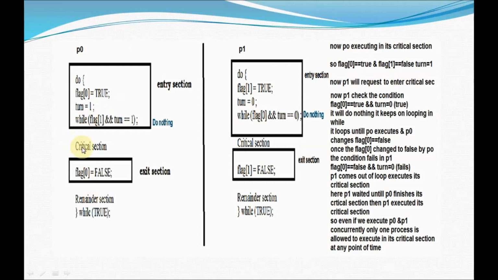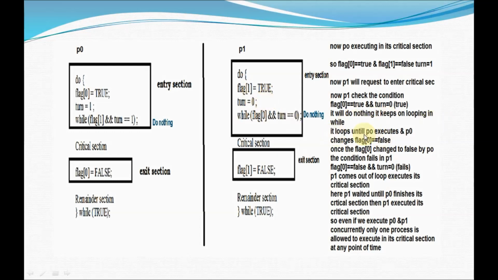P0 is executing in its critical section. Now we will check: P1 will request to enter its critical section. P0 is executing its critical section, but P1 is requesting again to enter. So what P1 will do is check the condition. Flag 0 is true, and turn is 0. P1, before checking the while loop, changed the turn value from 1 to 0.